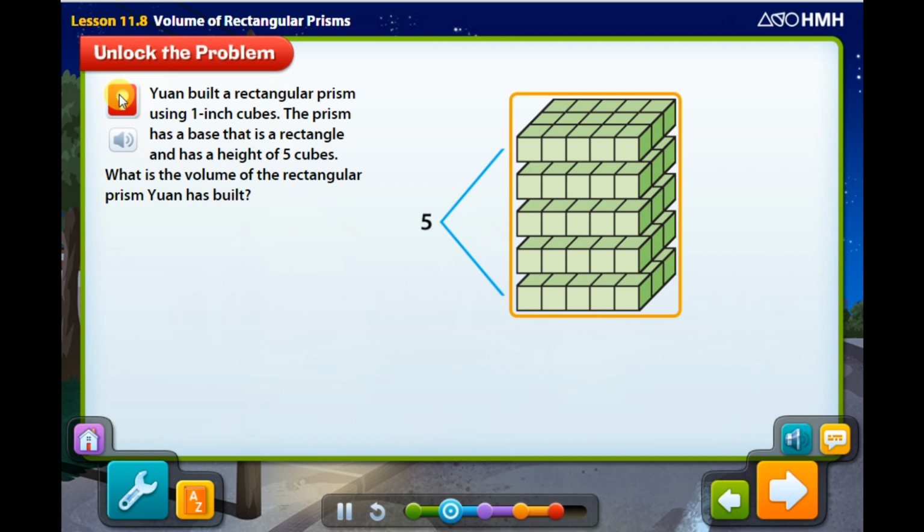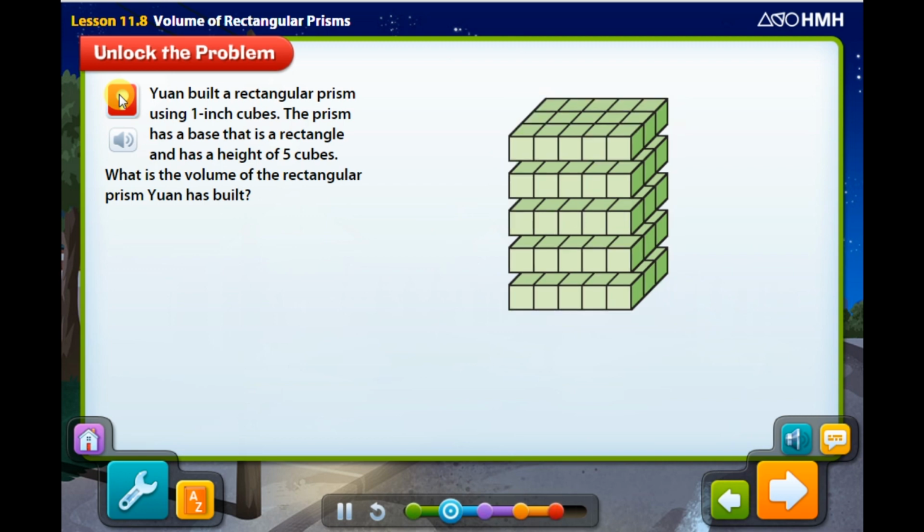Yuan's prism has 5 layers since it has a height of 5 cubes. How many inch cubes are in each layer? So first we calculate how many cubes are in each layer, then we multiply it by the number of layers. So how can we calculate how many cubic units are inside the base layer? The base layer has how many rows? 5 rows. By how many in each row? There are 3 cubes inside each row.